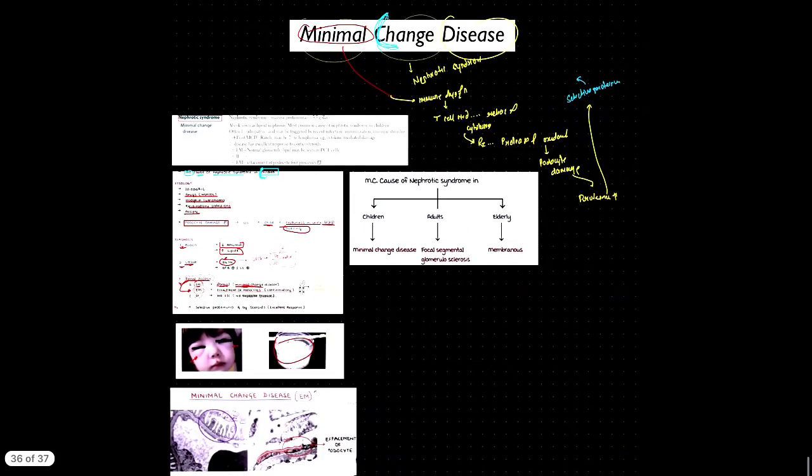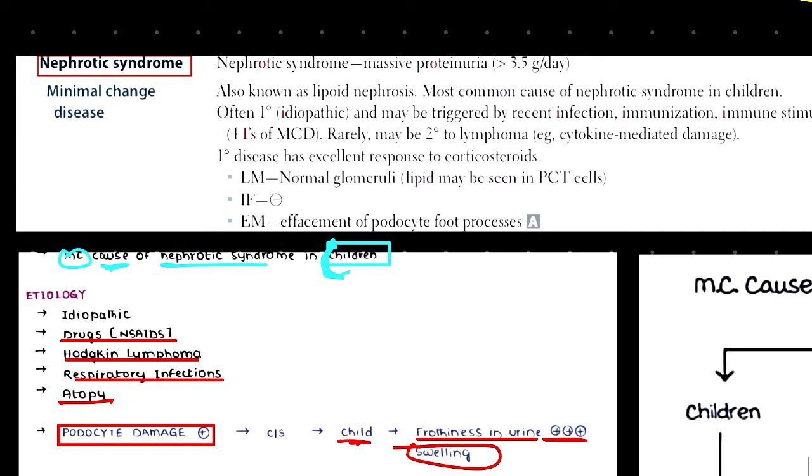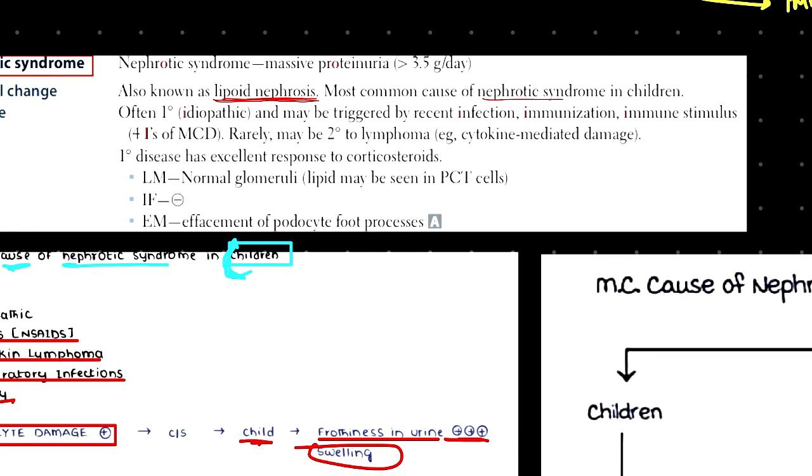So this was about our notes description. Now for minimal change disease, let's move toward the content of First Aid. Minimal change disease is also known as lipoid nephrosis. Yes, we know about these things. It is the most common cause of nephrotic syndrome in children, and it is most often idiopathic. It is mostly triggered by recent infection, another I is right here, and immunization, an immune stimulus. So the etiology can be remembered as 4 I's.